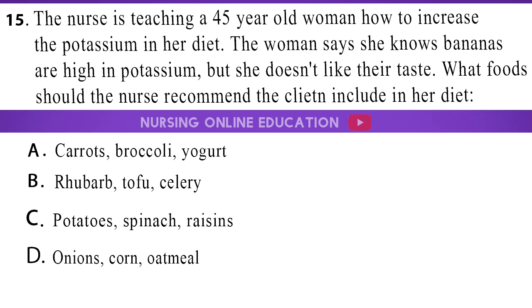A. Carrots, broccoli, yogurt. B. Rhubarb, tofu, celery. C. Potatoes, spinach, raisins. D. Onions, corn, oatmeal. The answer is option C, potatoes, spinach, raisins.